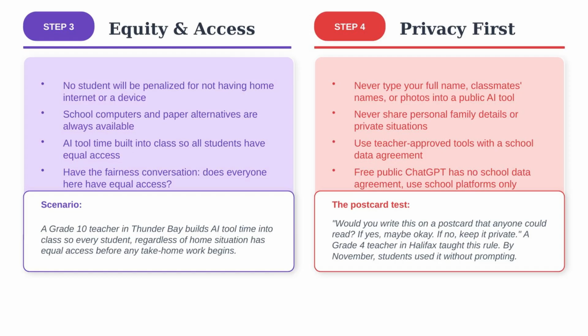Step 3: Equity and access. Very important for K12. Not every student has the same access to technology at home. A student in a well-resourced suburban school with a fast home connection and their own device is in a very different position from a student in a rural or remote community sharing one device with siblings over a slow connection. Your AI policy needs to say clearly, no student will be penalized for not having home internet access or a personal device. School computers or paper alternatives are always available.